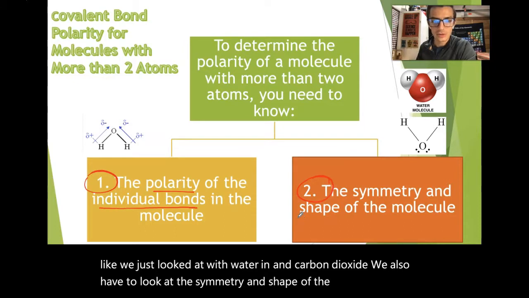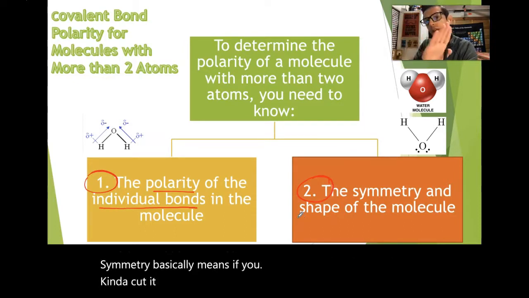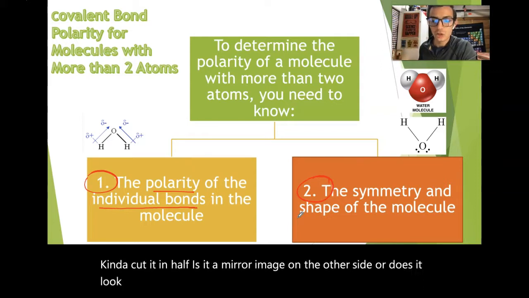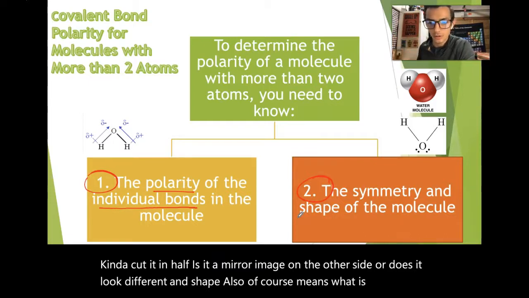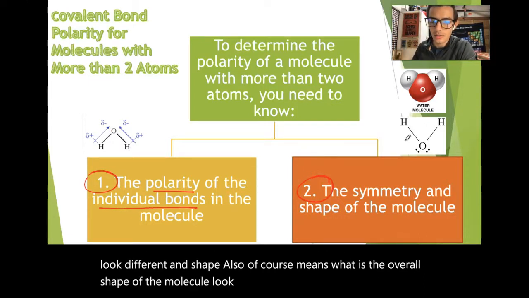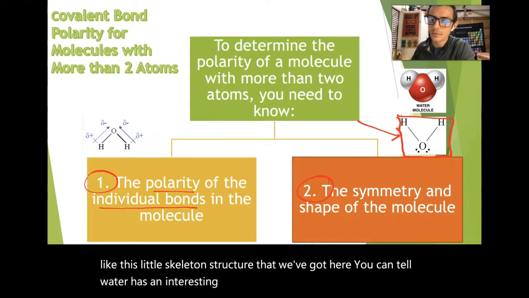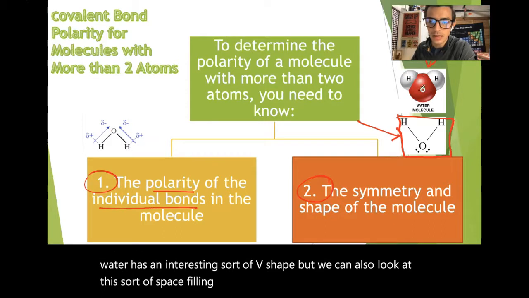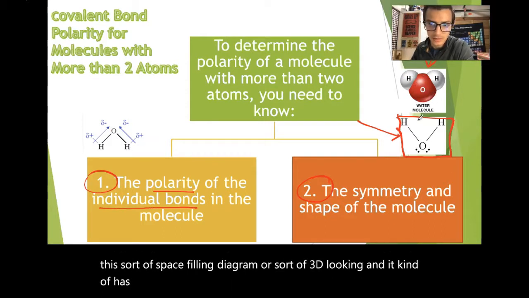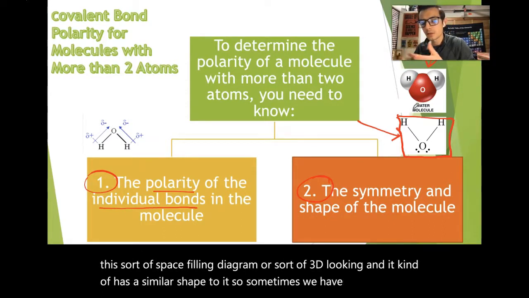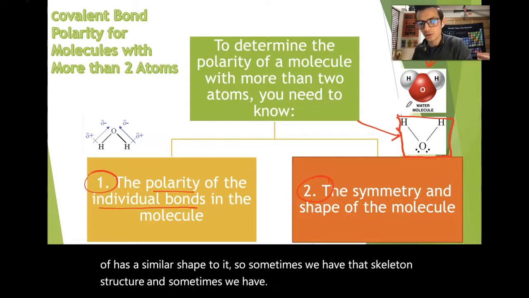Symmetry basically means if you cut it in half, is it a mirror image on the other side, or does it look different? And shape also, of course, means what does the overall shape of the molecule look like? Often we draw the shape like this little skeleton structure that we've got here. You can tell water has an interesting sort of V shape. But we can also look at this space filling diagram where it's sort of 3D looking, and it has a similar shape to it. So sometimes we have that skeleton structure, and sometimes we have what's called the space filling structure.